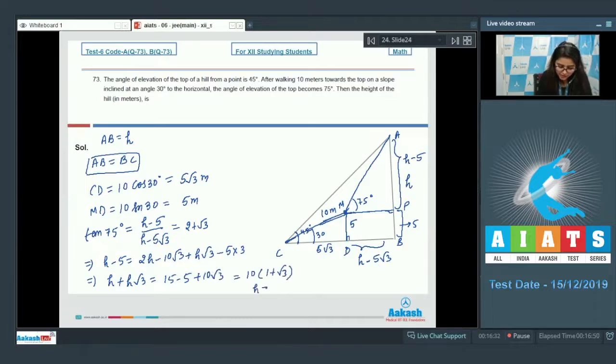So h you are getting 10. So height of hill is 10 meter. 10 is your correct answer. Now move on. Next question.